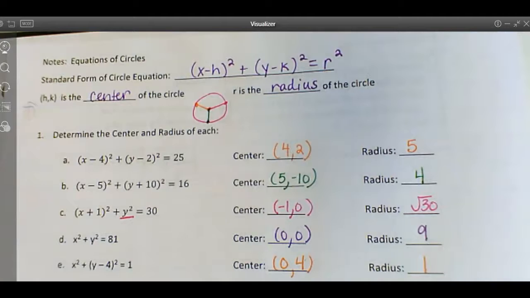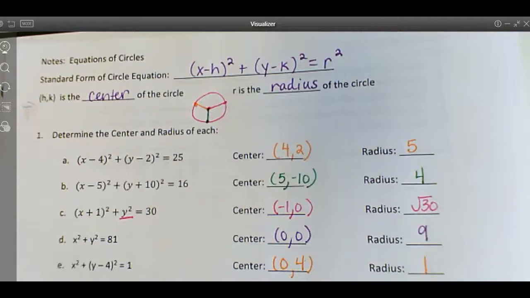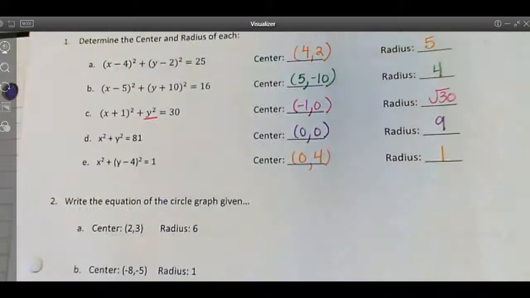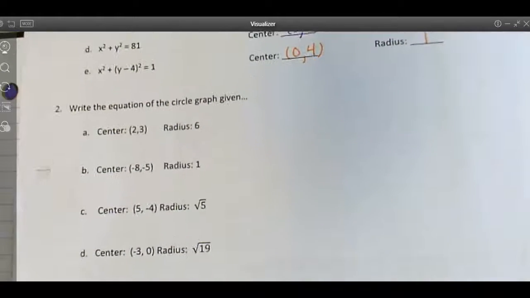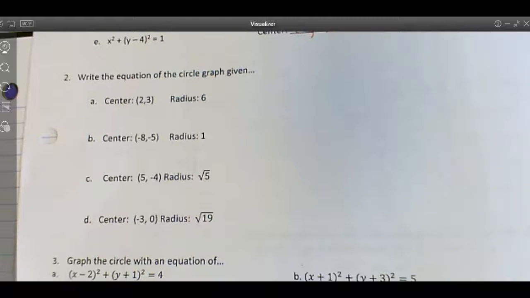Okay. We're going to be talking about graphing those in a little bit, and what that looks like as far as the graph is concerned. But if you know the center and you know the radius, the graph becomes really, really easy. Okay? So after we look at the equation and tell what the center and radius is, we also want to be able to write the equation.